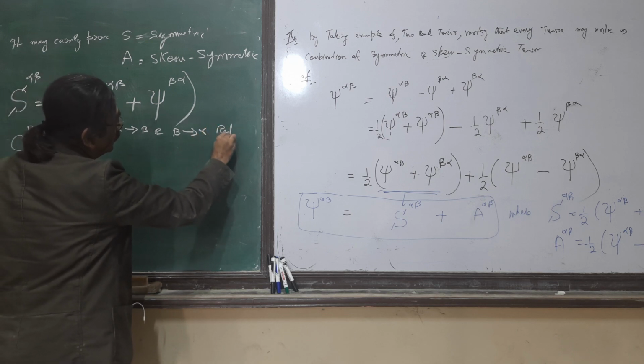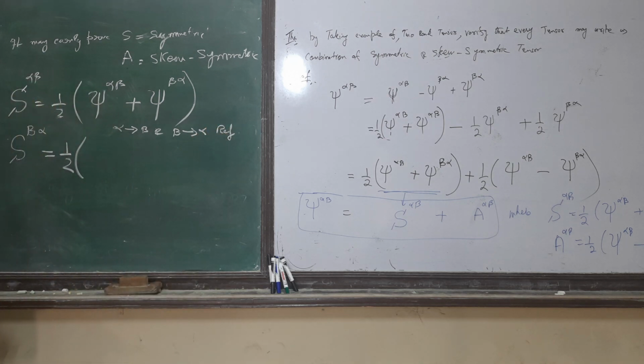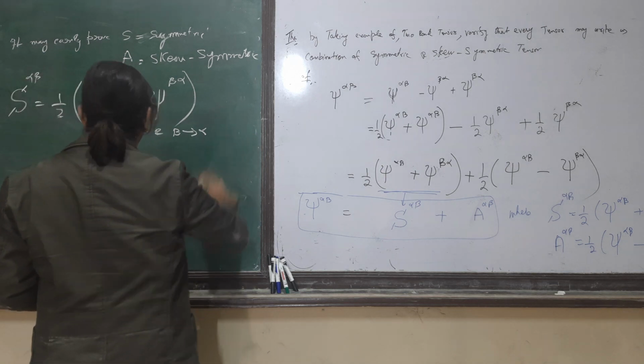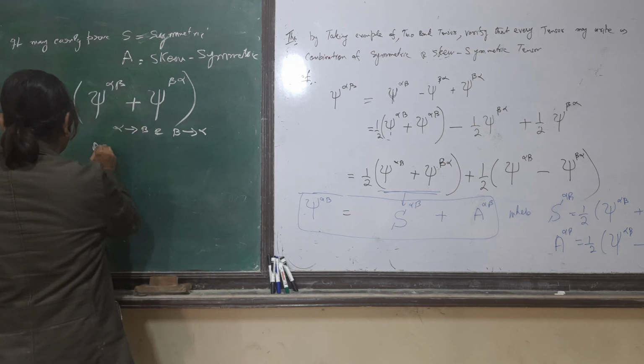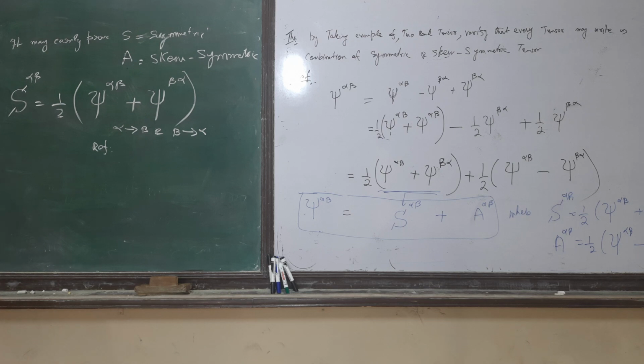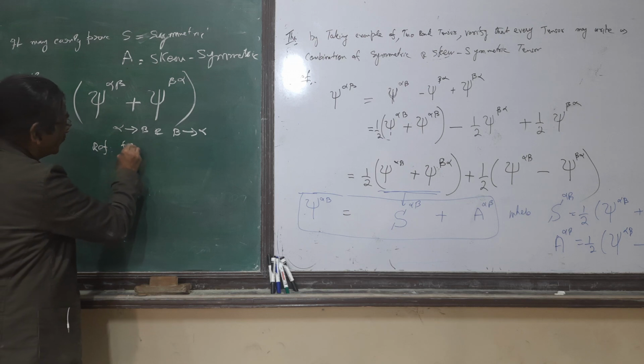रेफरेंस यूज जरूर करना है. रेफरेंस क्या है? अपने हर चीज की रीजन जरूर देनी है, ठीक है. विदाउट रीजन आपके मार्क्स कट जाएंगे. रेफरेंस क्या है? Why we can say, why we may say, no, these are not dummy indices. There is no summation, no indices are repeating. These are free indices.